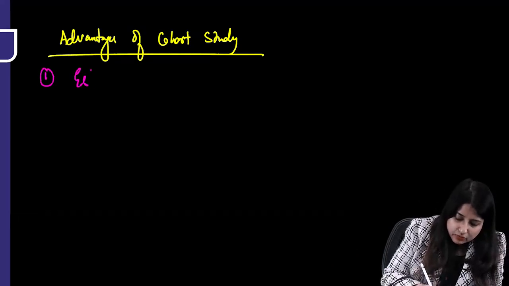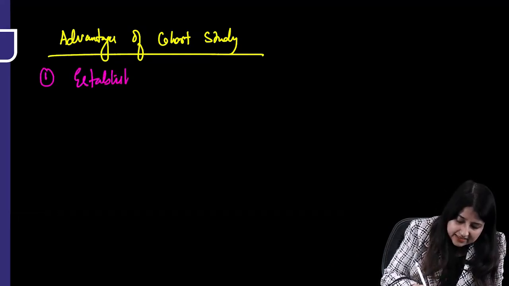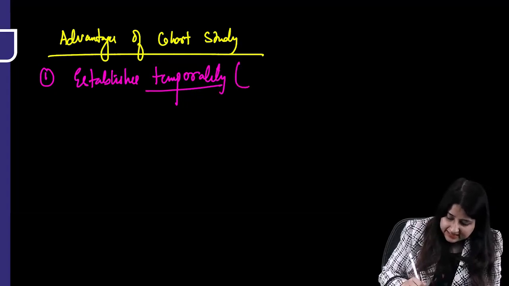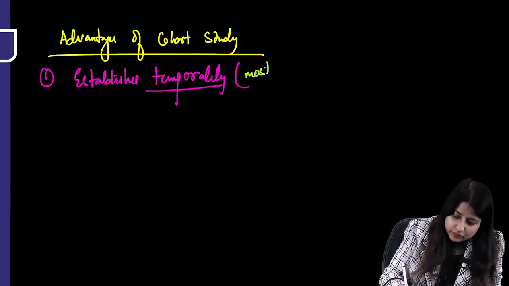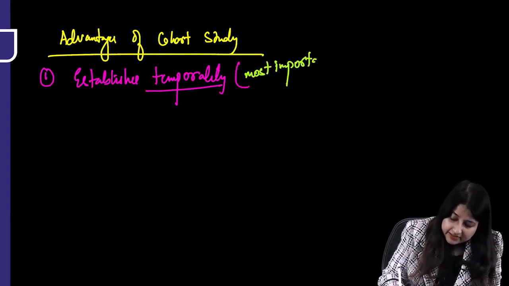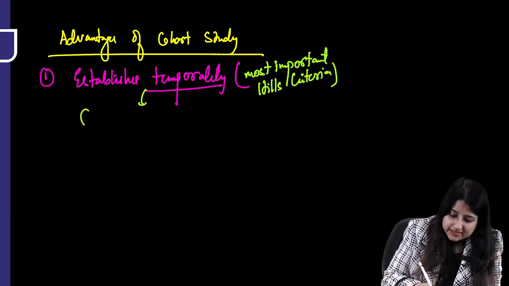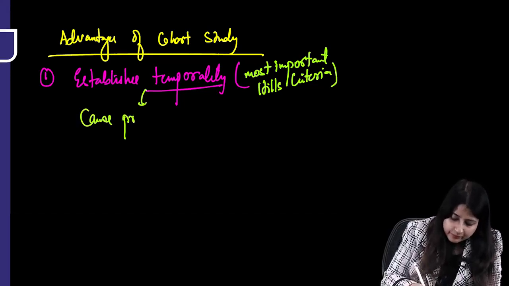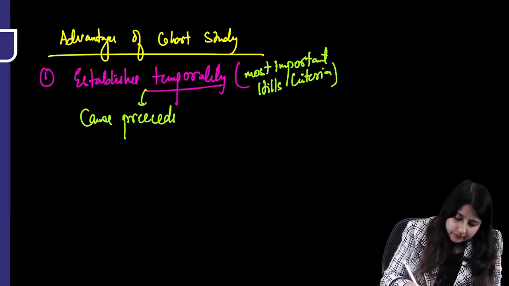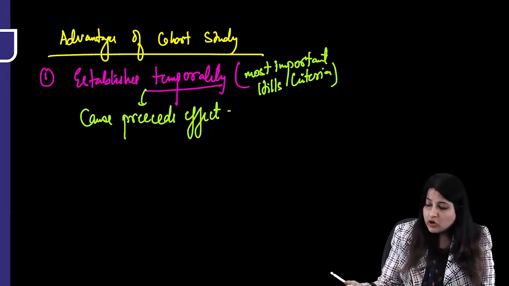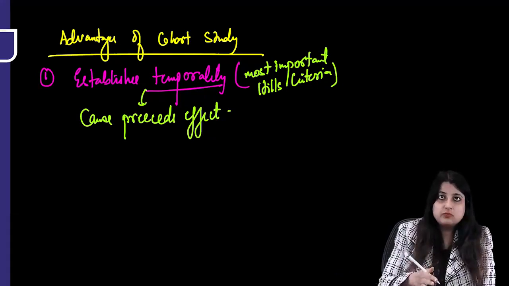So what is this advantage? The first one, it establishes temporality. Okay, what does it establish? A very important Hills criteria which we will be revising. I'm just putting a golden point here. It's the most important Hills criteria, everybody. What do you mean by temporality? That cause precedes effect.